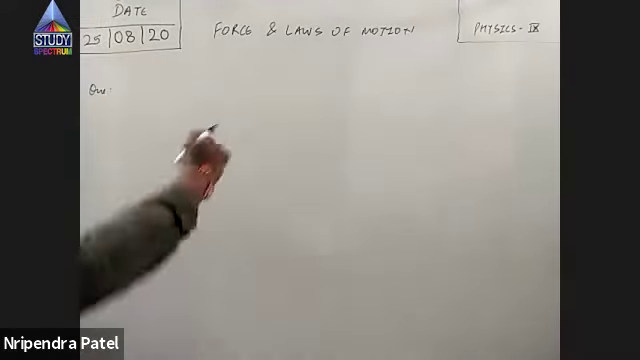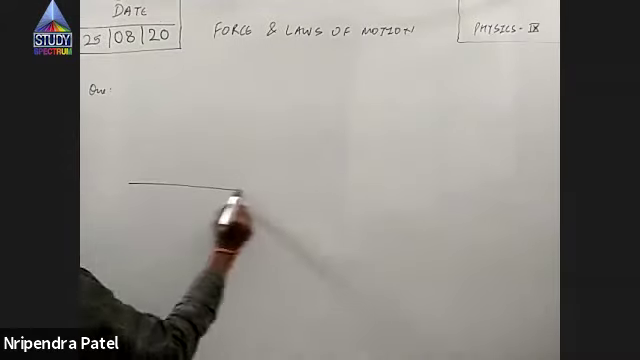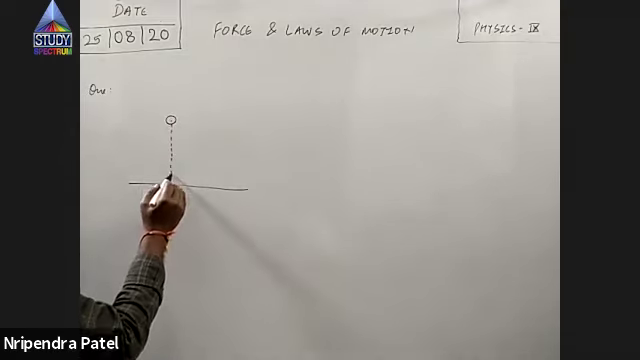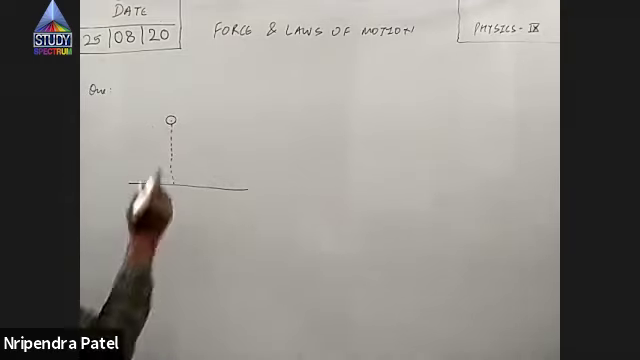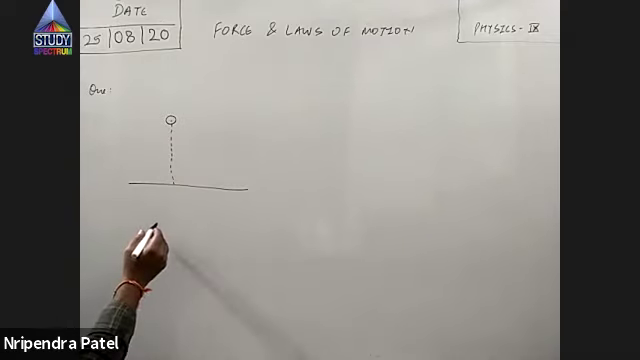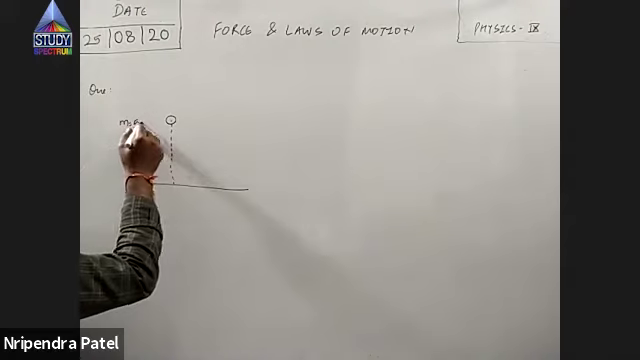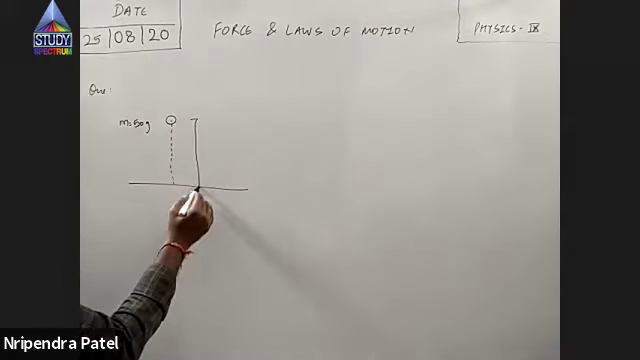Let's start with the last question. I believe I have given a few parts of this question as homework. The first part was a ball of some mass. What was the mass? 50 gram. Mass of the ball was 50 gram, is dropped from a height of 20 meter, right?